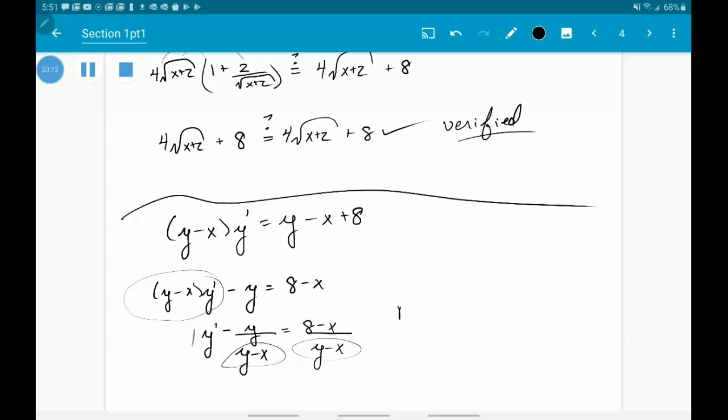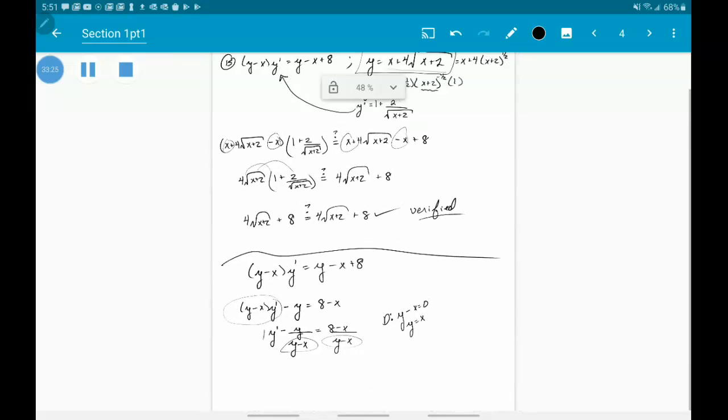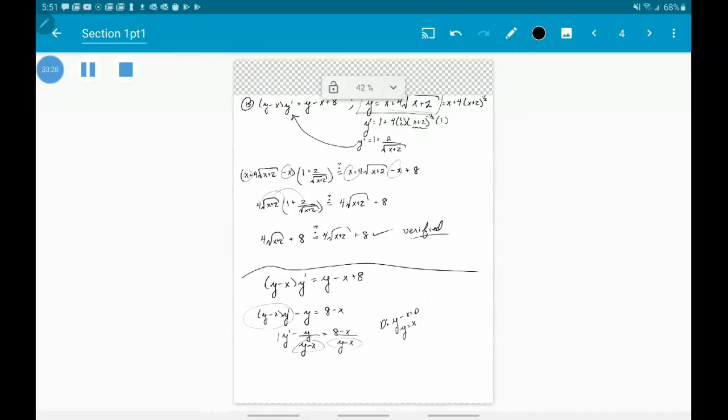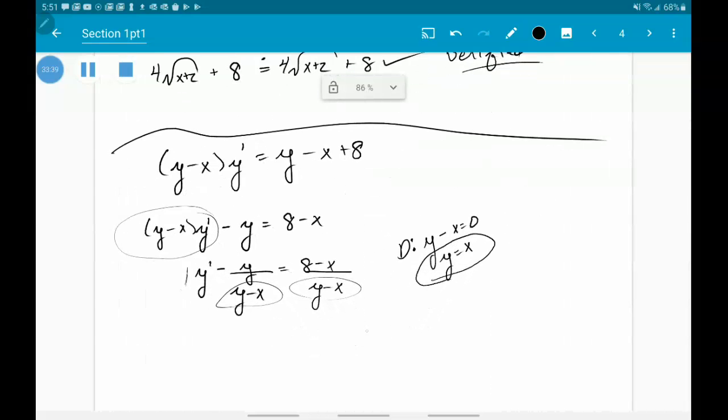The only domain issue we're going to have here is where y minus x is equal to 0 or where y is equal to x. Now we're asking, is this solution, x has to be greater than or equal to negative 2, okay? Well, it does fit inside of this domain. So we're going to say that that's our domain for this guy. As long as x is greater than or equal to negative 2, we're not going to have any kind of problems because that fits inside of there.